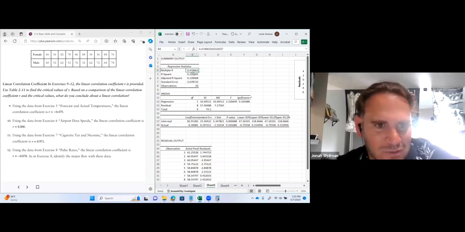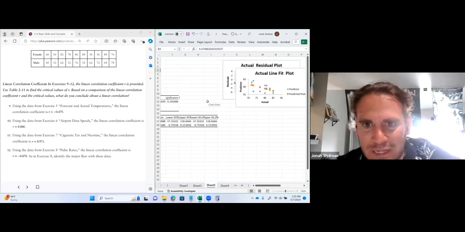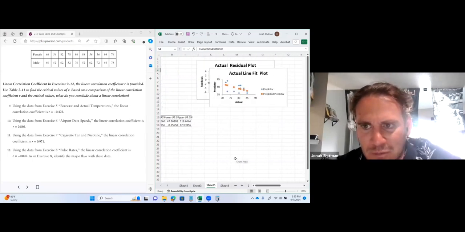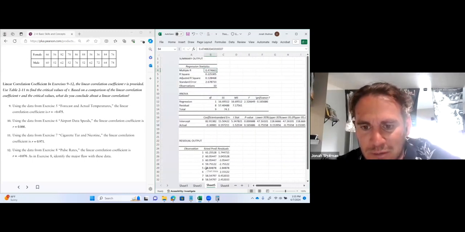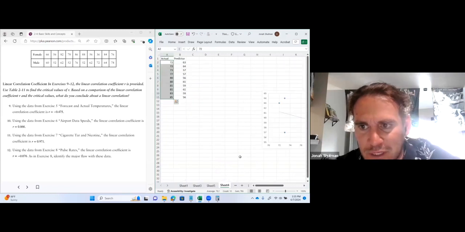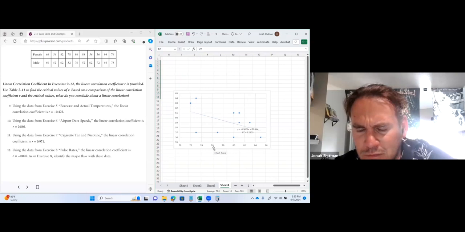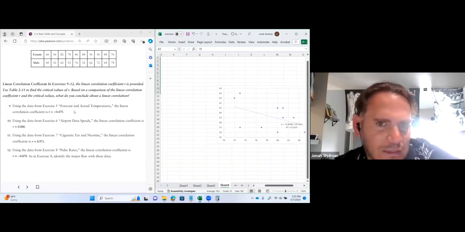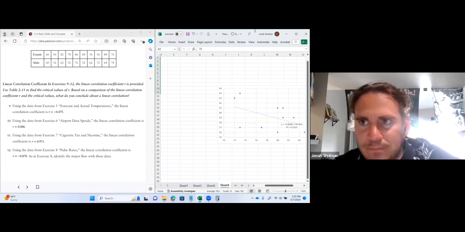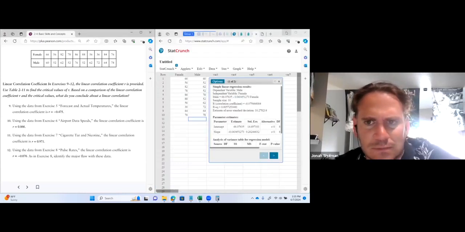Okay, so we have ours, which is 0.475. It's negative. Was our picture negative? I believe it was. I believe our picture was definitely negative. Yes, it is. Cool. 0.475. I like it. All right, so let's check it out. Now let's go to this table and see if it matches.